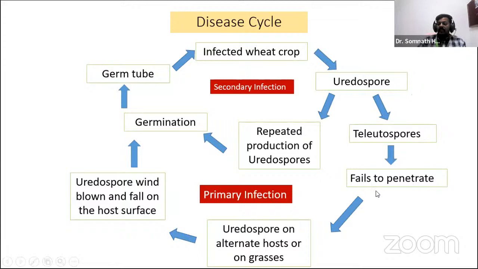Sometimes these teliospores fail to penetrate the wheat, and they overwinter on the alternate host or on the grasses which are present on the bunds. So they germinate, and uredospores are again formed, and they are transmitted from grasses or alternate host by wind to the main crop, and that's how the cycle continues.